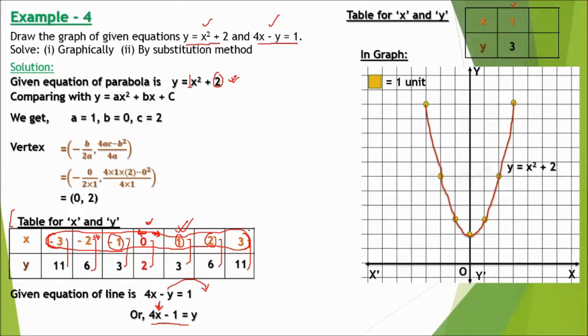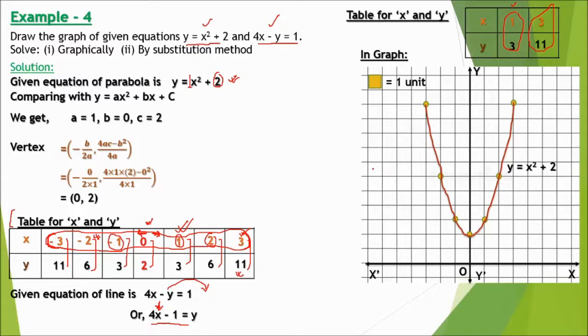So another must be 3. If we put the value of x as 3, 4 threes are 12. 12 minus 1 is 11. So we are going to get the value of y as 11. So our point will be 3 and 11. So see the points. These 2 points are there on the parabola also. So we have to select only 2 points from the 7 points of the parabola, which will satisfy the equation also. Okay, simple, very simple thing.